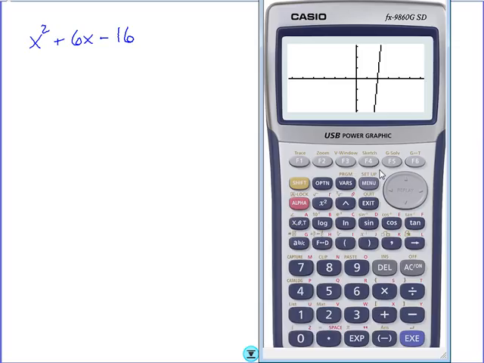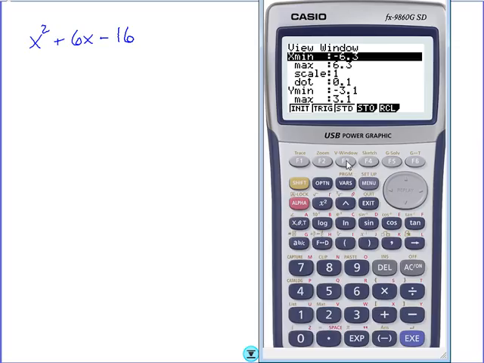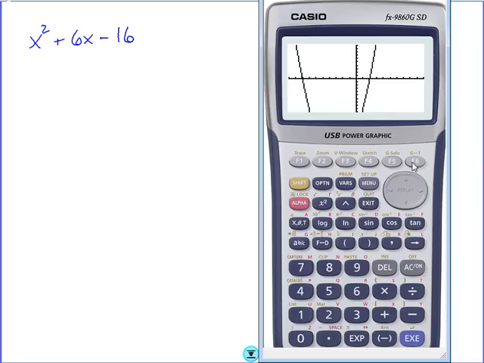Now, right now, I can only see one root. I want to be able to see both of them. Let's see what happens if I change my viewing window by pressing F3, and I'm going to go to standard. Alright, that takes me back to my standard window. So if I press exit and then draw it again, now I can see both roots, and I want the calculator to find them for me. So remember, all your options are F5 GSolve, and root is what I want.